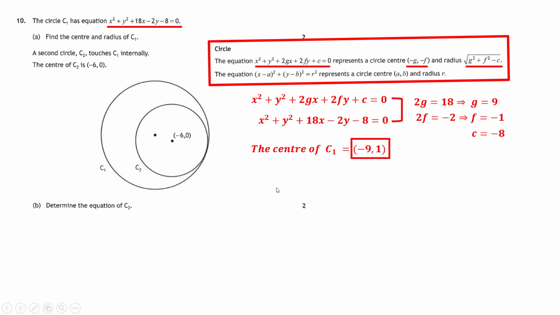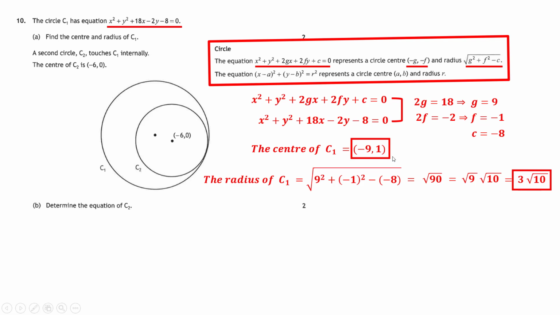And then the radius is given by the square root of g squared plus f squared, take away c. Be careful because 9 squared is no problem, -1 squared is no problem, but it's take away -8, so that becomes +8. So that's going to be 81, 81 plus 1 is 82, and then you add 8, so that's going to be 90. Let's reduce this to its simplest form. So let's say √9 √10, and then it's going to be 3 √10. So the radius is 3 √10, and the centre is -9, 1.